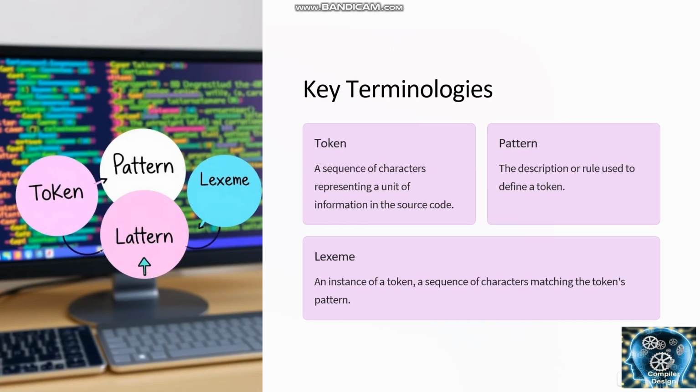Next, what is a lexeme? The sequence of characters matched by a pattern to form the corresponding token, or a sequence of input characters that comprises a single token, is called the lexeme. And what is a pattern? The description or rule used to define a token is called the pattern.